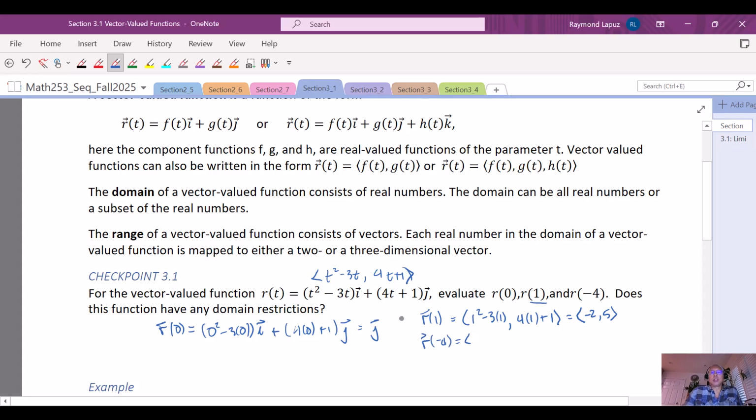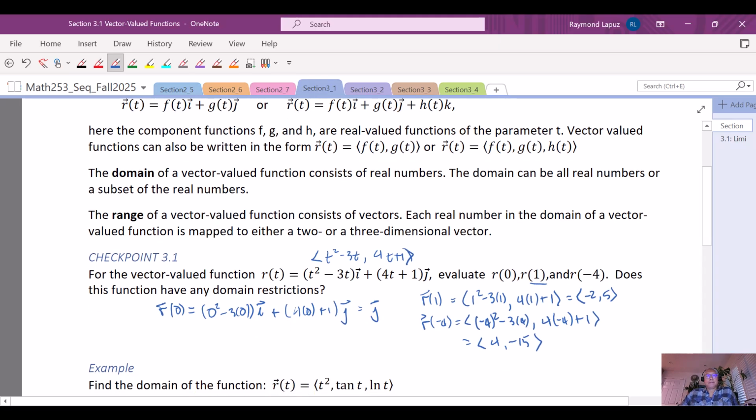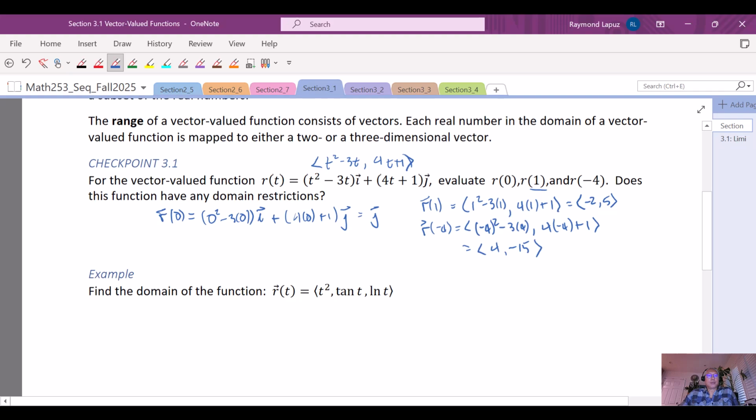Let's do this one more. This is -4 squared. That's -4 in parentheses. Let's just write it out just in case. Minus 3 times -4, comma 4 times -4 plus 1. So this will give us 16 minus 12. That's positive 16. Minus 12 is going to be 4. And then this is -16 plus 1, which is -15. Okay, so it's your basic input-output structure now, and we have it in vector form.